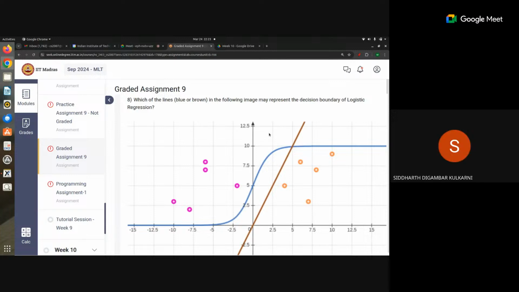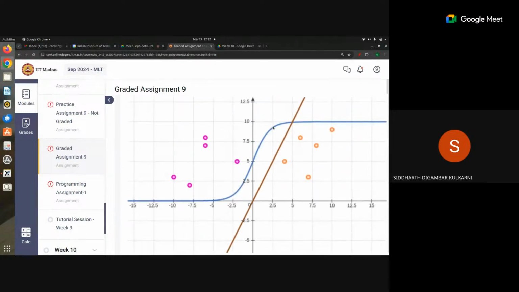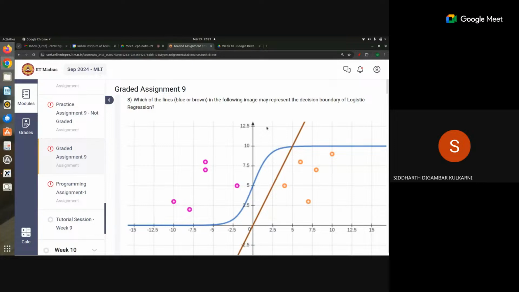Using maximum likelihood, this brown line will be almost equidistant between the pink and the orange points. But here it is closer to the orange points. This is not an argument about which is closer; that is not the thing. Don't worry about the accurate thing. Just think about which of the blue and brown you think will be the decision boundary. In that case, it will be brown.